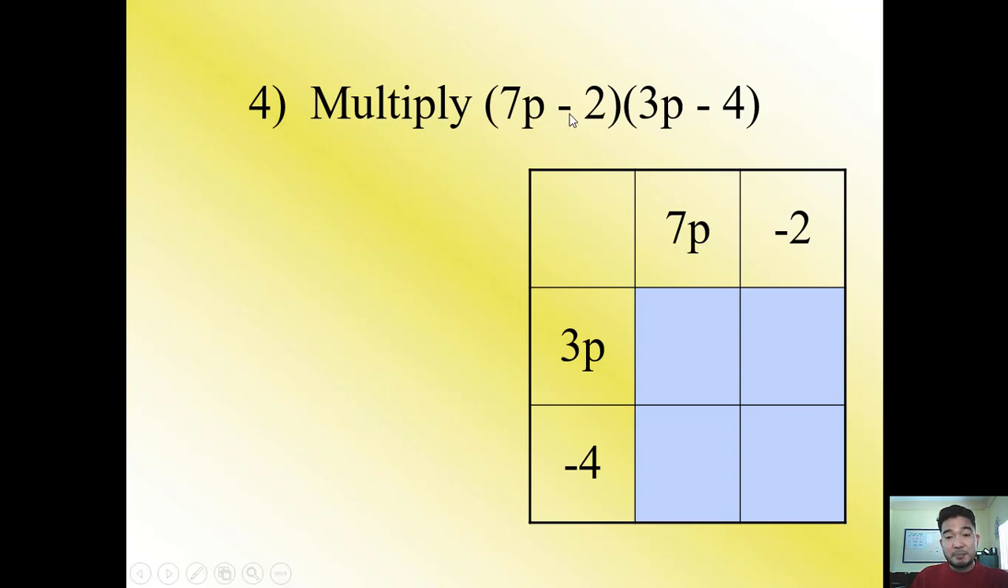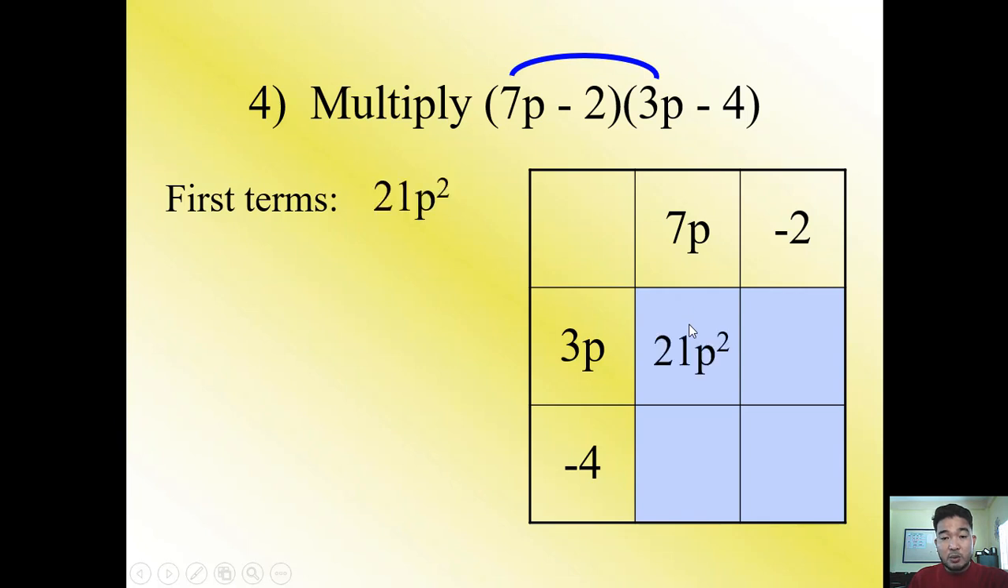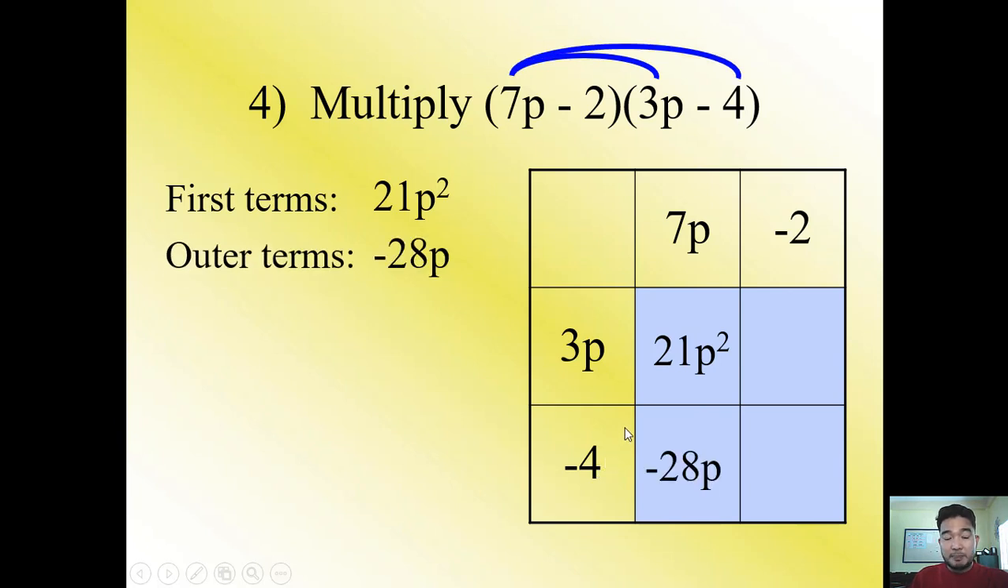So we put 7p minus 2 on top and 3p minus 4 at the side. Then we multiply the first terms, 7p times 3p, you write here, that's equal to 21p squared. And then the outer, so you will have 7p times negative 4. 7p times negative 4 is equal to negative 28p.